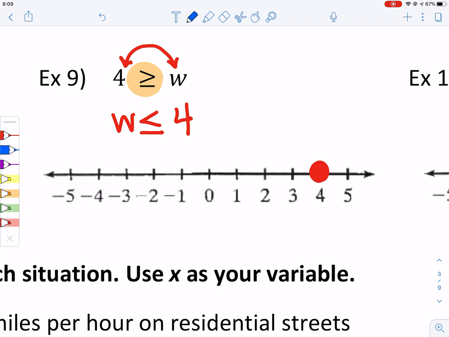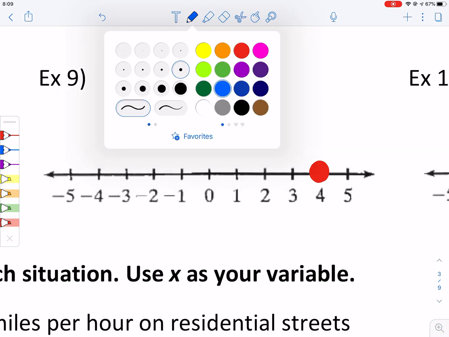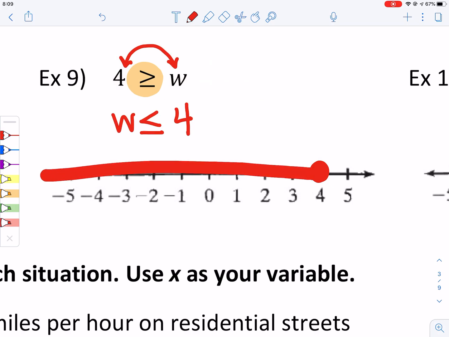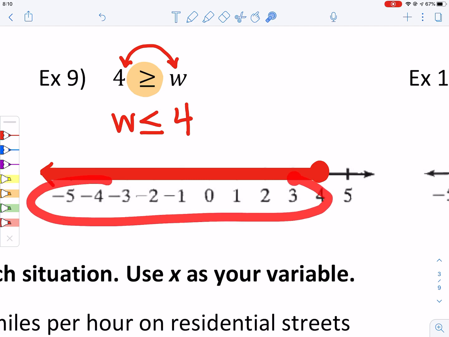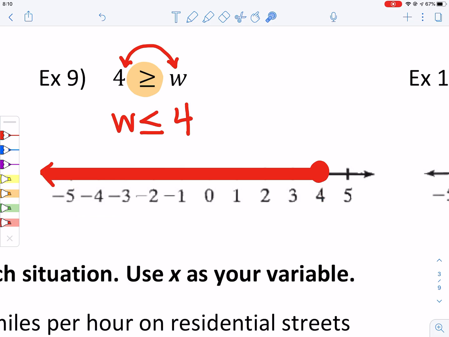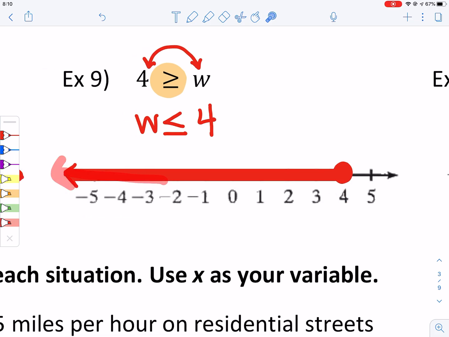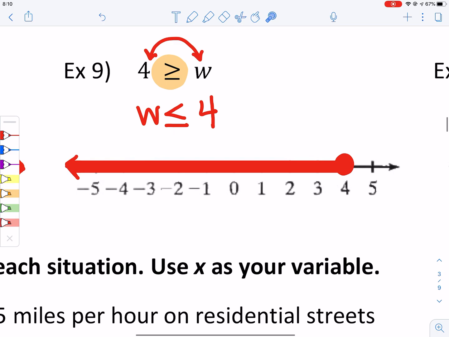The reason we flipped it is that we can use our arrow trick. Our arrow's pointing to the left, so I need to shade to the left. Or if you just say it, w is less than or equal to 4. The value that we could plug in for w can be any number that is smaller than 4 or equal to 4. It could be any of these numbers that you see right here. Or if our number line kept going, it could be anything past the -5 or smaller than the -5 as well. So closed circle on 4, shaded to the left.